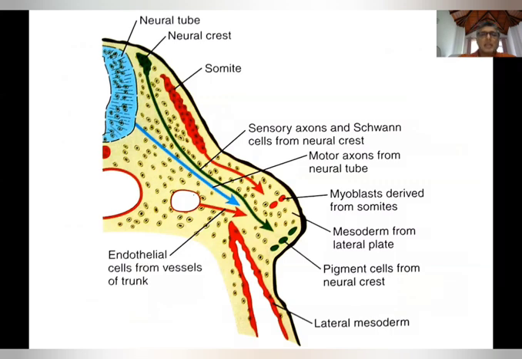When a limb is formed, upper limb or lower limb, these things are dragged into the limb, so that you get a dermatome and a myotome in the limb. The sclerotome forms the vertebral body and the arch here.